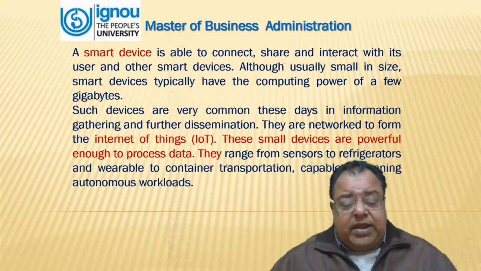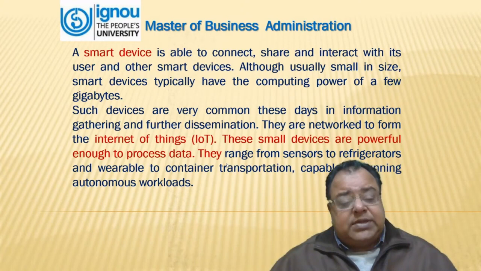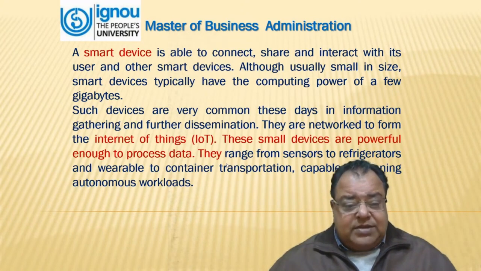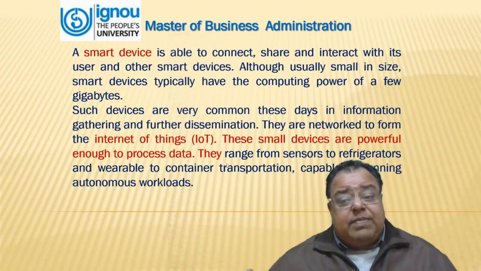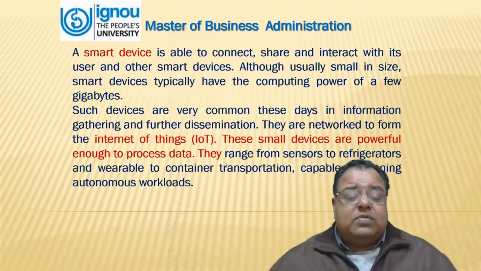Such devices are very common these days in information gathering and further distribution. They are networked to form the Internet of Things, IoT. These small devices are powerful enough to process data. They range from sensors to refrigerators, and wearables to containers and transportation, capable of running autonomous workloads.